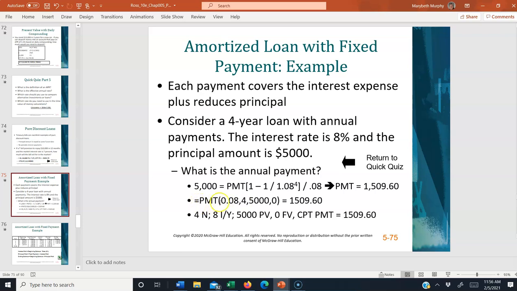If we can use Excel, we're going to use the payment function. Interest rate is 0.08, N is 4, the principal amount of $5,000 is the present value, 0 is the future value, and that gives you $1,509.60. And using the calculator, you would plug in those values to get $1,509.60.